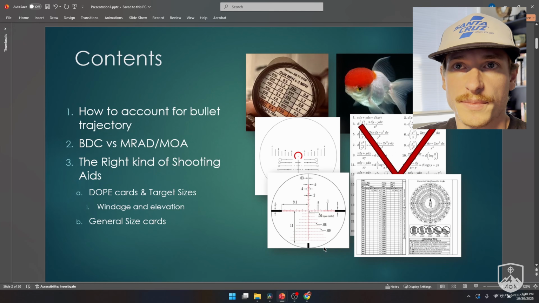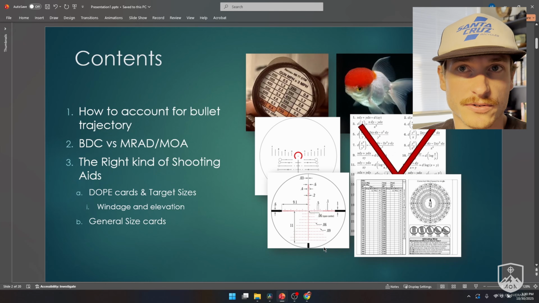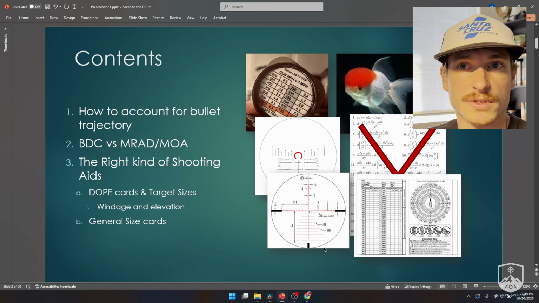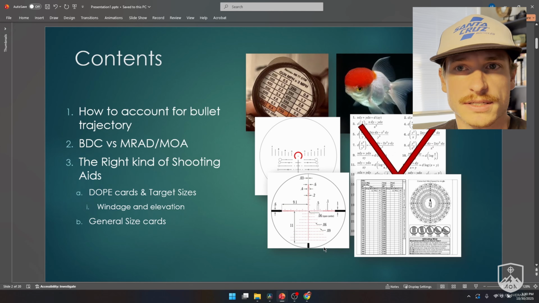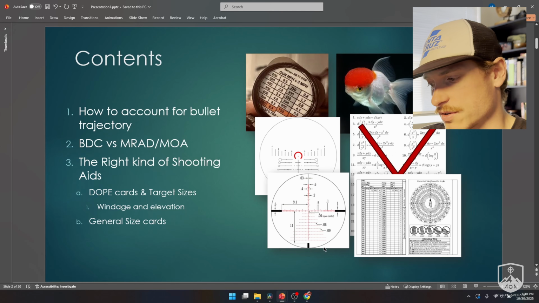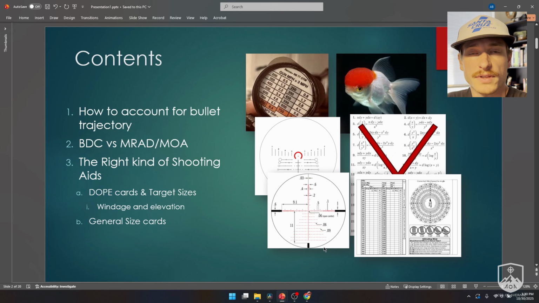Okay, today we're going to be talking about BDC versus MRAD and MOA. We're also going to be talking about how to account for bullet trajectory in general, what that really means, BDC, MRAD, or MOA, the right kind of shooting aids, dope cards and target sizes, windage elevation, general size cards, things like that.